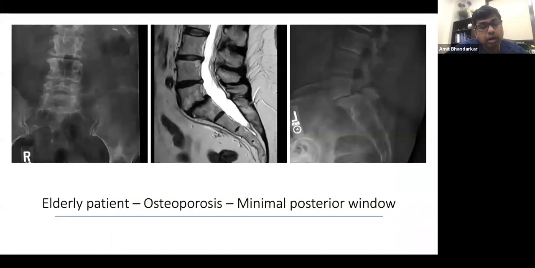Now, let's take this example. This is an elderly patient with osteoporosis with a minimal posterior window. You can see that the problem here is the patient has spondylolisthesis, spondylolysis, and an almost bone-on-bone appearance there with a very narrow posterior window. Above that, the patient is very elderly with other comorbidities as well. So what interbody device should we use?